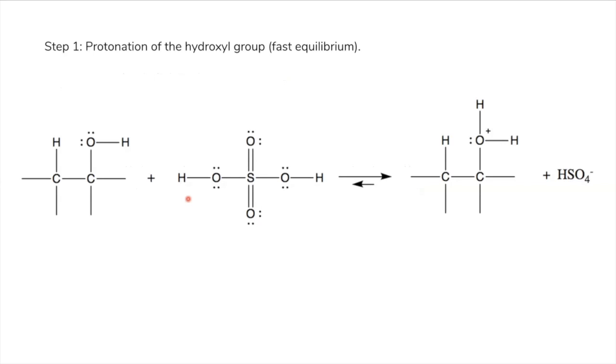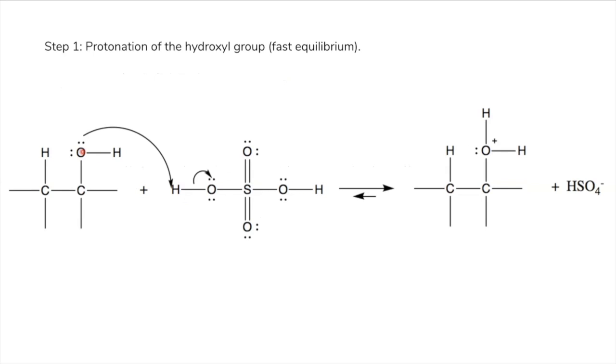So let's take a look at what that looks like. Here you can see the arrows showing how the acidic proton is abstracted by this oxygen, and then this bond over here forms a negative charge on the conjugate base that is also formed.